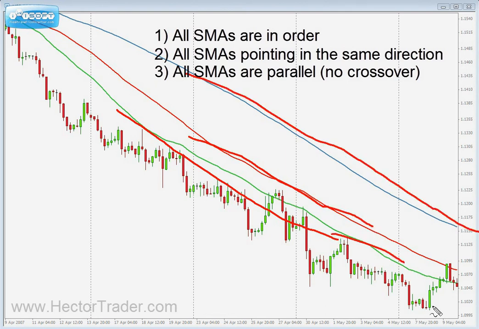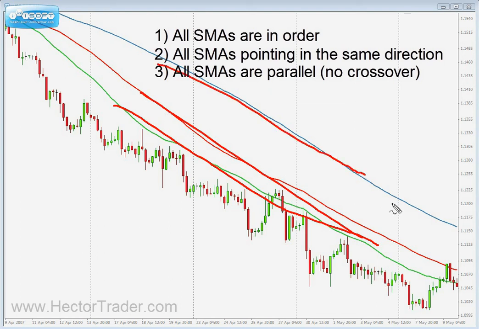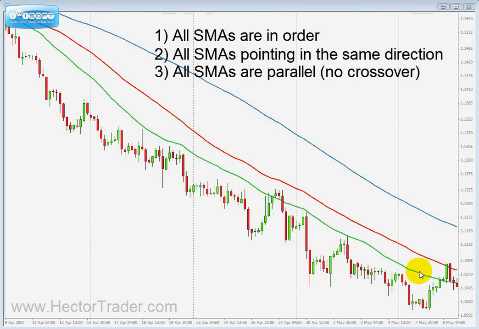On those moving averages, they are all parallel to each other, with no crossover whatsoever. Always the 30 moving average remains below the 50, and the 50 always below the 100. Always parallel to each other, always pointing in the same direction, and no crossover whatsoever. So far, so good. For the time being, we are certainly downtrending.